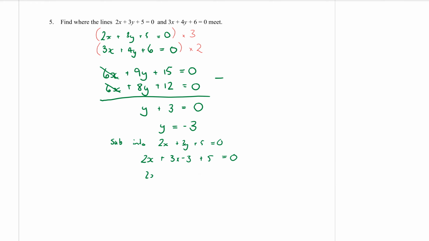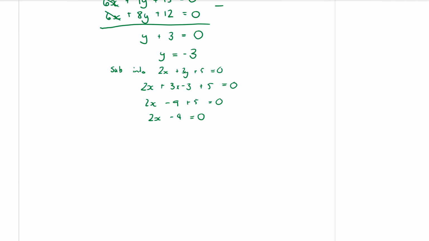3 times minus 3 is minus 9, plus 5 equals 0. Adding those numbers together, minus 9 plus 5 is negative 4, so 2x minus 4 equals 0. Moving everything away now from the x, add the 4 to the other side. 2x equals 4, dividing by 2, we get x equals 2. Okay, at the end, please write your solution as a coordinate. X is 2 and Y is minus 3, written as a coordinate. That's it. Okay, so straight lines today, you're doing 3C.